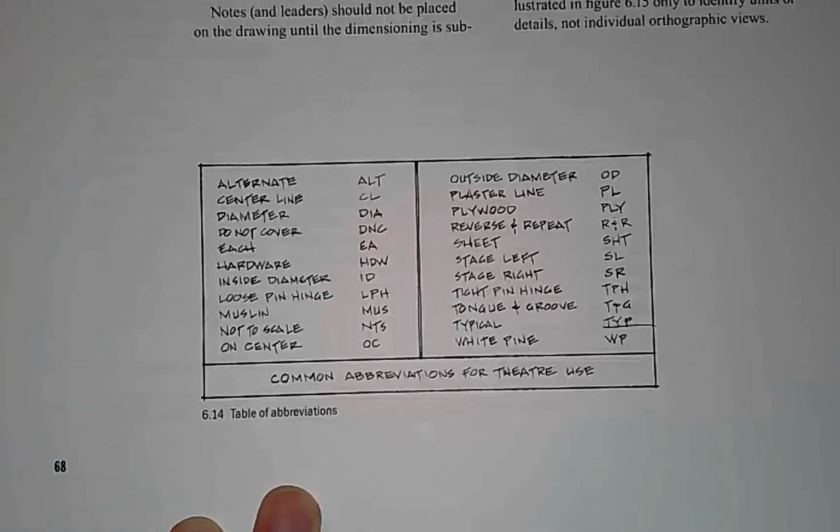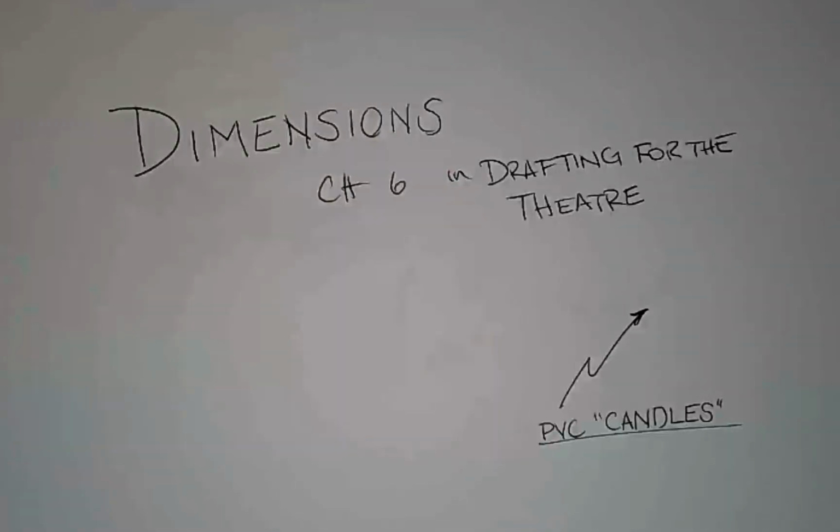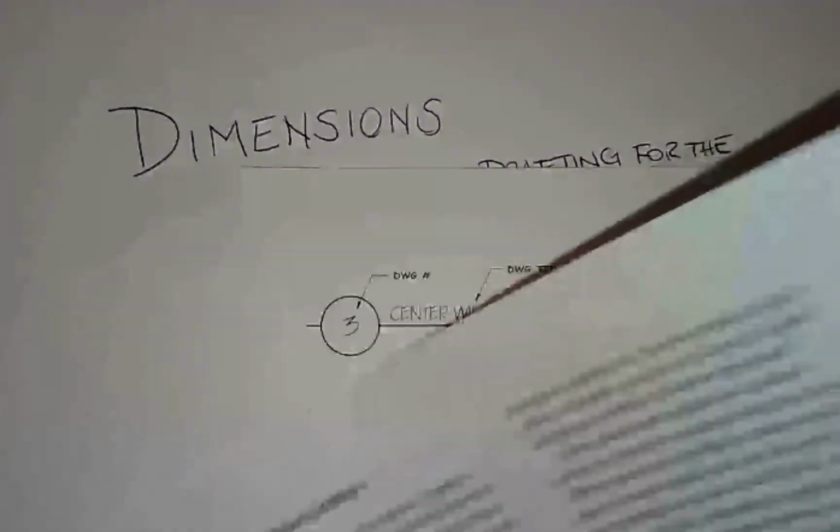So if it's in a bunch of different places, I would use "typical" to indicate that it would typically be this size, and then I don't have to label every single one. And then the last thing we'll talk about is labeling scenic units.